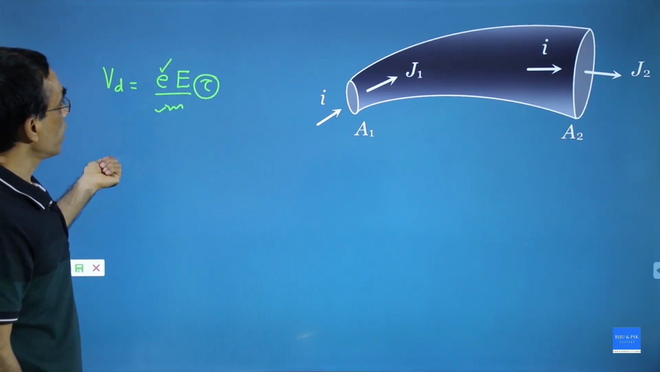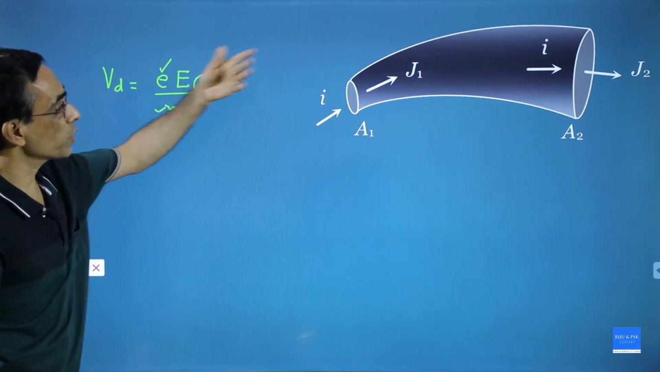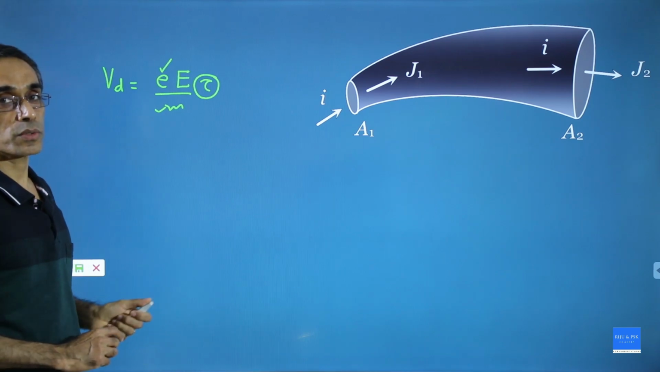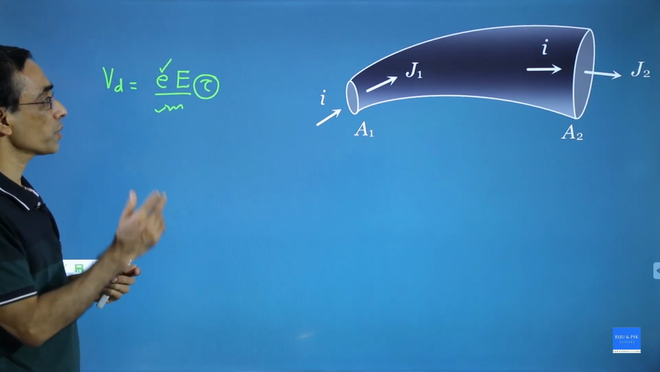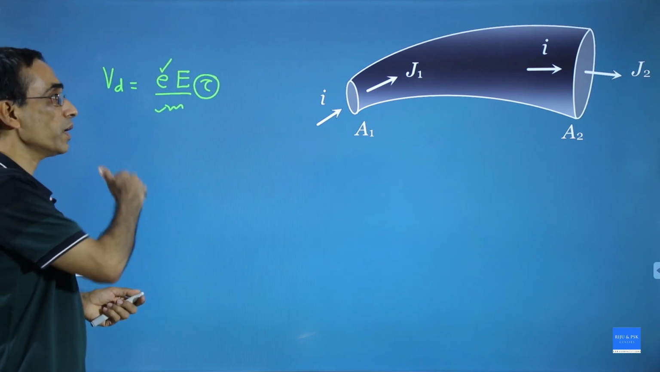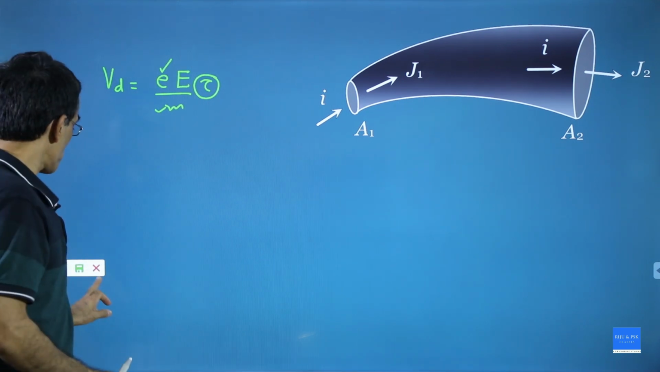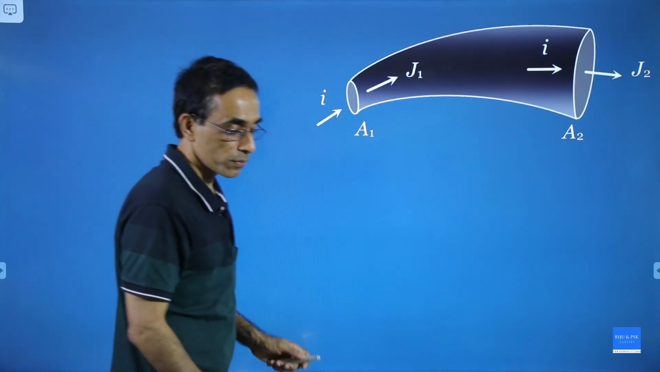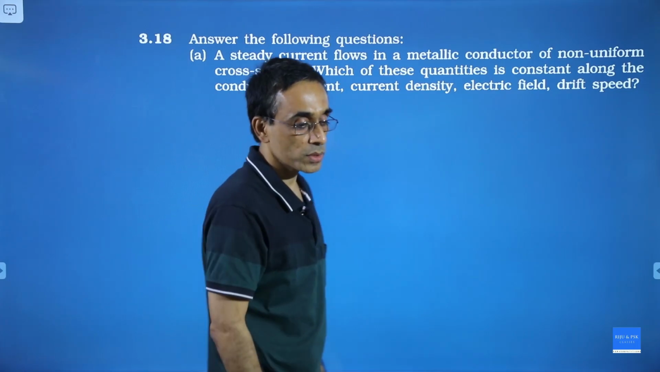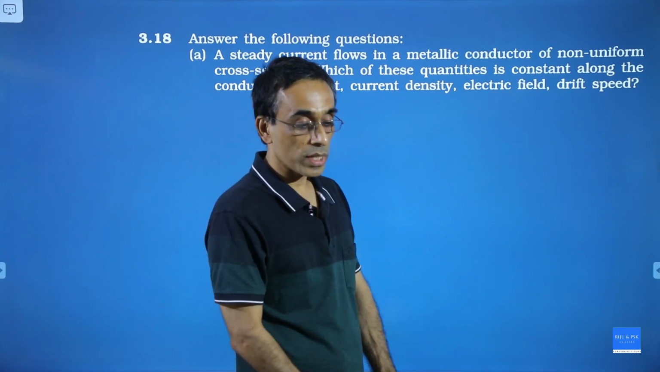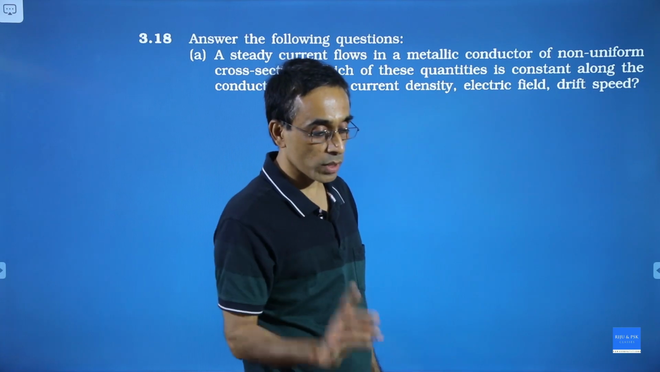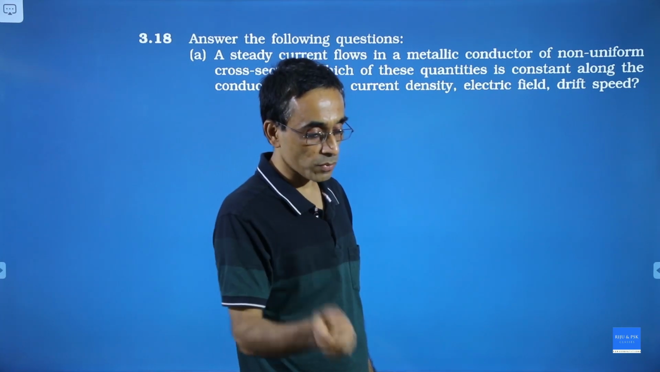Okay. So, through that one you can answer about the electric field also. Later I will give you a direct equation to understand the relation between drift velocity, electric field and the conductor. Okay. So, that is how you answer this question. Fine. So, coming back to the question, I will say other than current everything will change. Only current will remain the same, everything else will change.